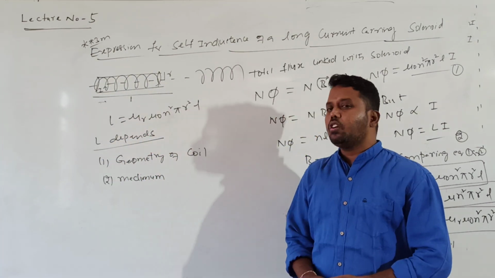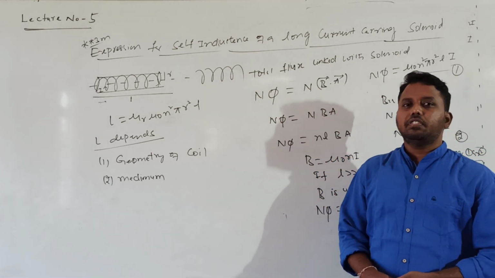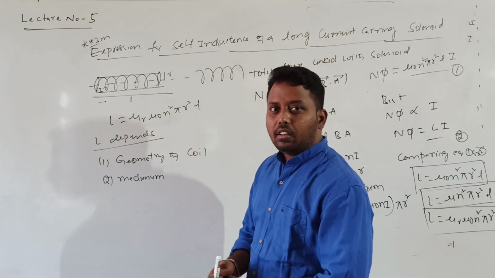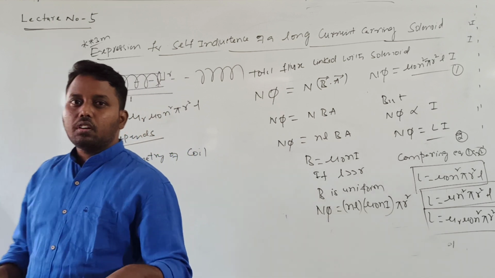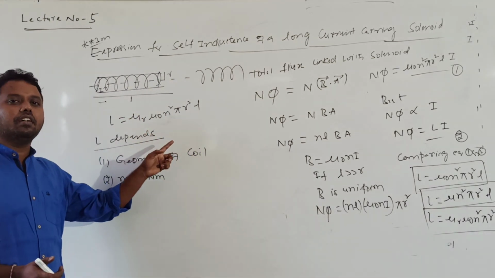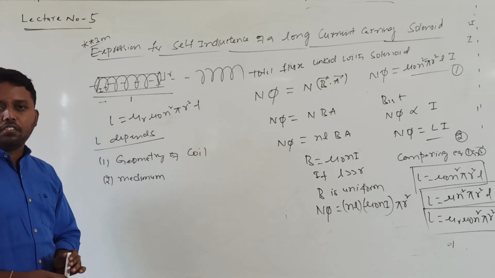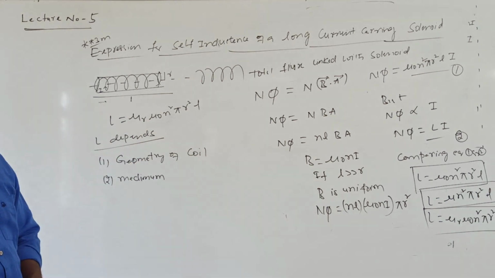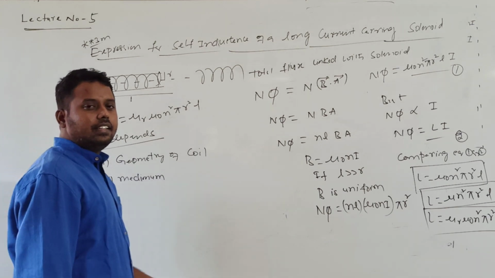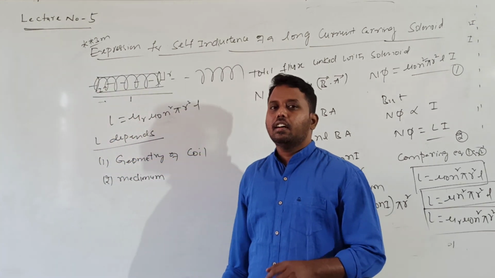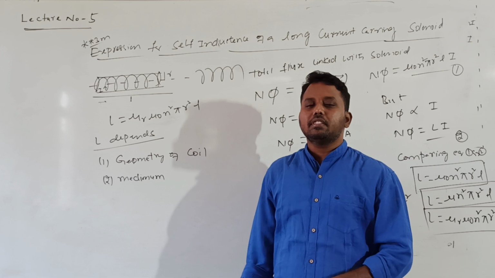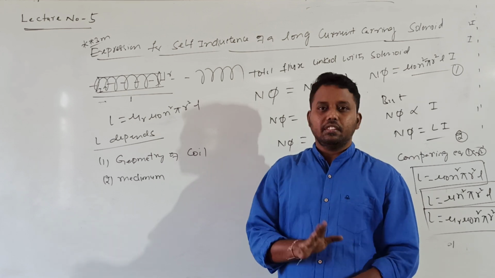One more topic is the expression for energy stored in a coil. To make the current flow against the induced EMF, we need to do some work. The work done will be stored in the form of potential energy. Then we will discuss the AC generator. These two topics are left, so tomorrow's class we will finish that.